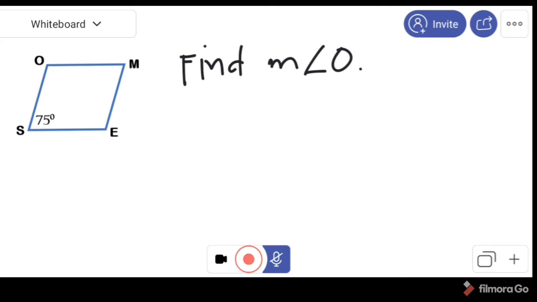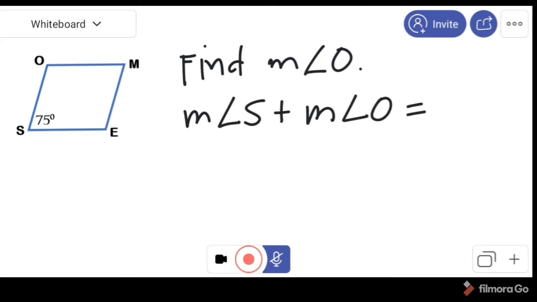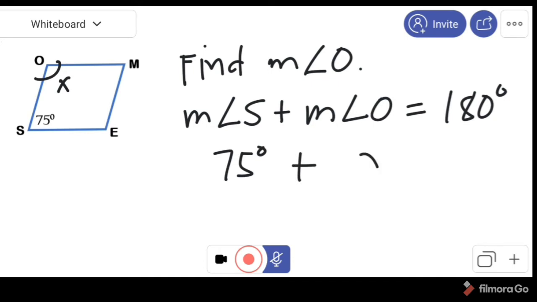Let us find the measure of angle O. So let's first write the equation. The measure of angle S plus the measure of angle O is equal to 180 degrees. Substitute. So angle O is represented as X, which is the unknown value. So the measure of angle S is 75 degrees plus the measure of angle O is X. Missing value is equal to 180 degrees.